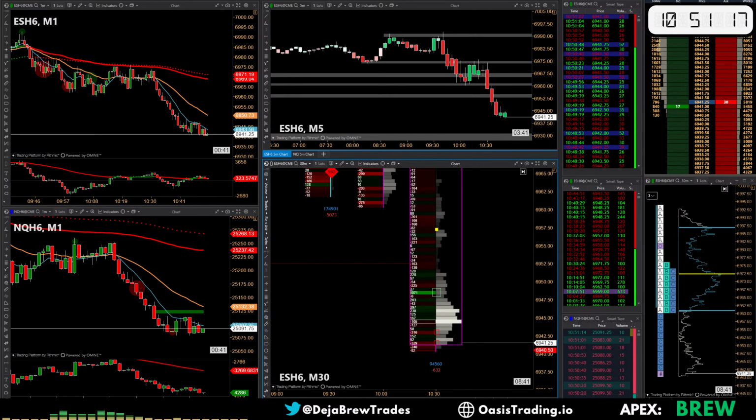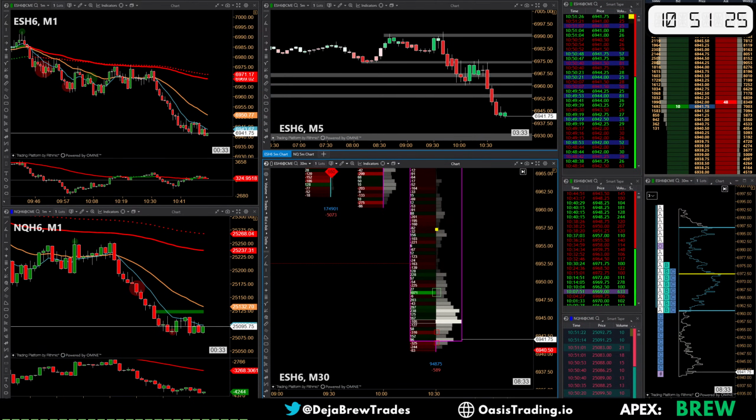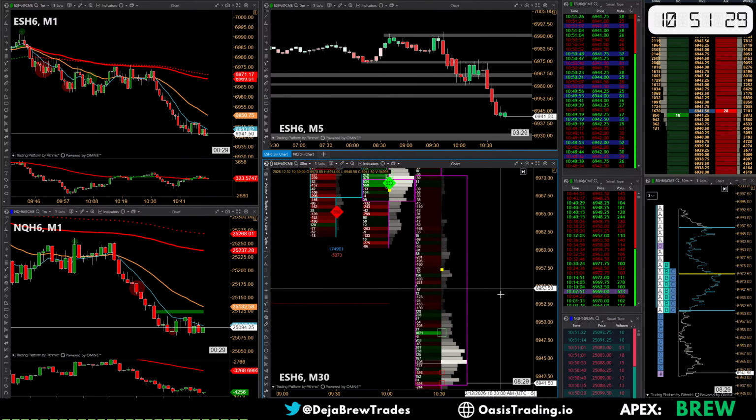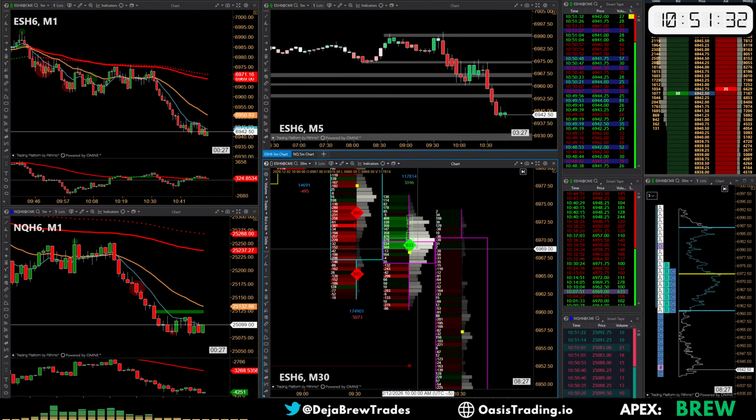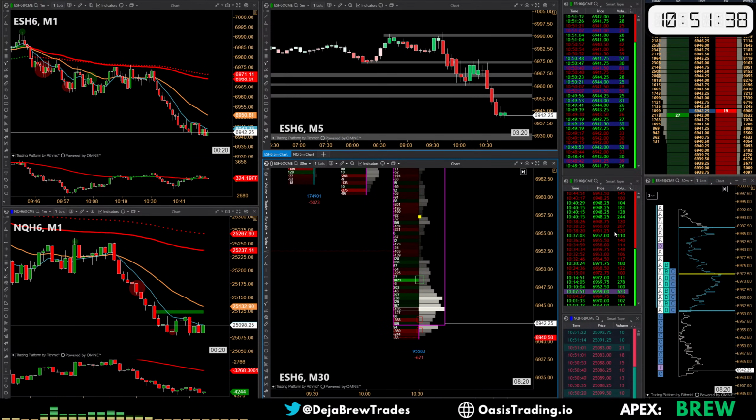Yeah, you're seeing a delta problem here because you have a lot of limit sellers. That's why you had so much bullish delta here. You have a ton of passive sellers pushing you down.